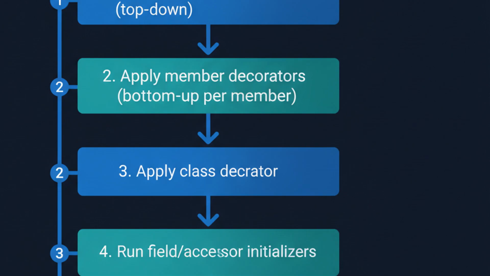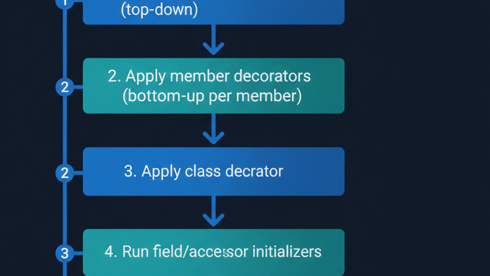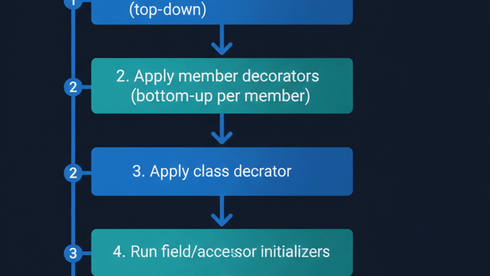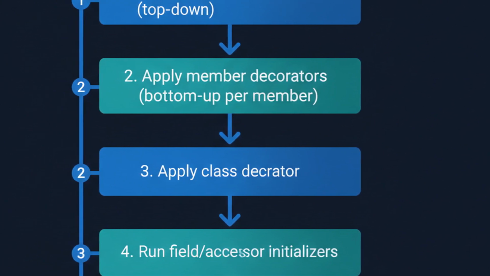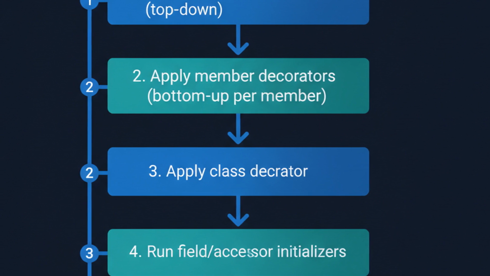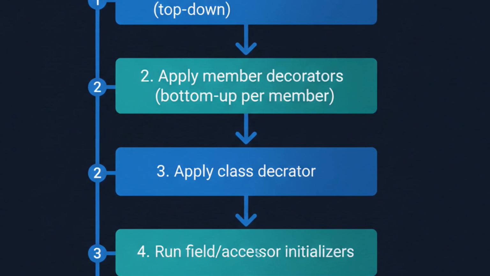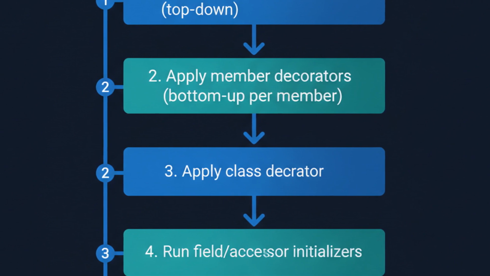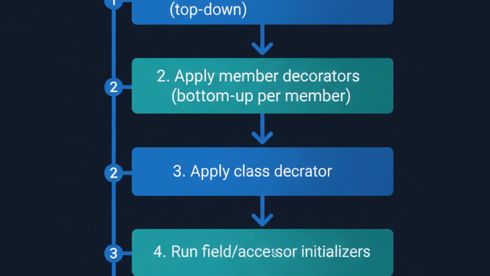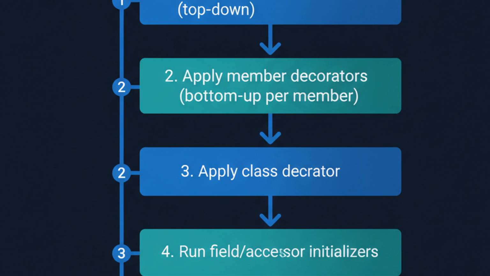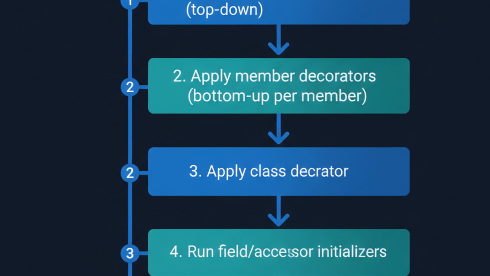Execution order in modern decorators is precisely specified and very different from the legacy flag. Decorator expressions are evaluated top to bottom, but the decorators themselves are applied bottom to top for stacked decorators on one member. Member decorators run before the class decorator, and all addInitializer callbacks run during construction in the order they were added. Knowing this order is essential when decorators interact.